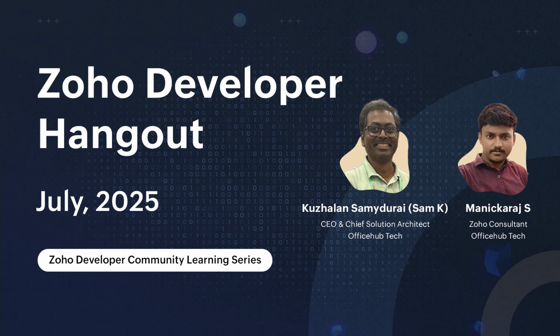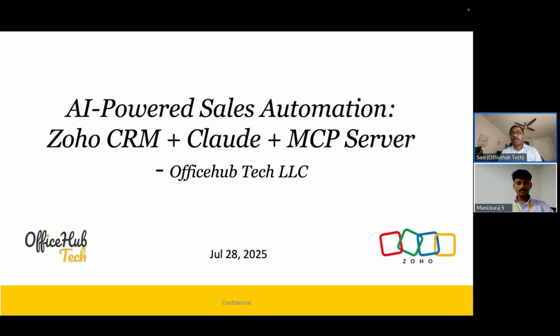We are going to present the AI-powered sales automation concept which we have built: how to connect Zoho CRM with Claude through the MCP server. As we know, we have the tool, which is Zoho CRM, and Claude, which is the LLM. Exchanging information between these two needs an MCP server. I will explain what an MCP server is in the next slide. That is what has been built, so these two systems talk to each other.